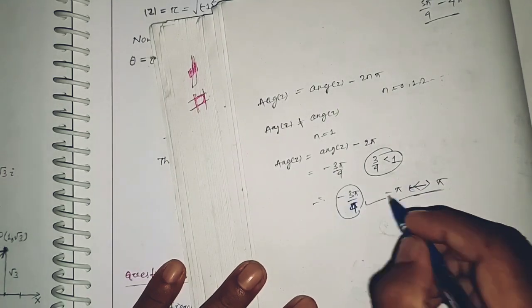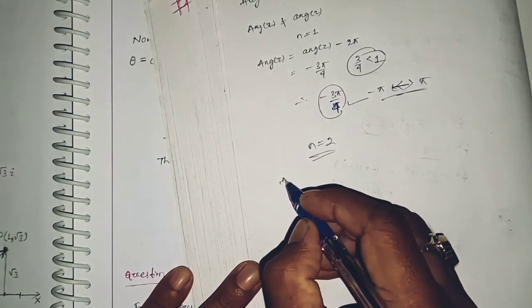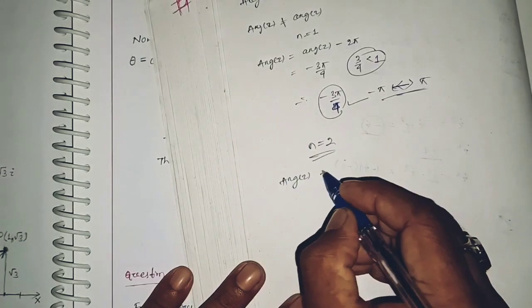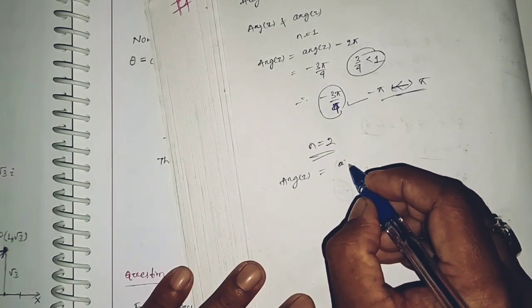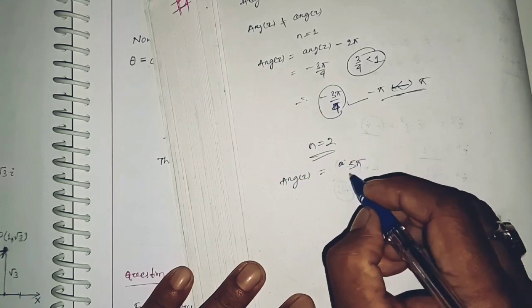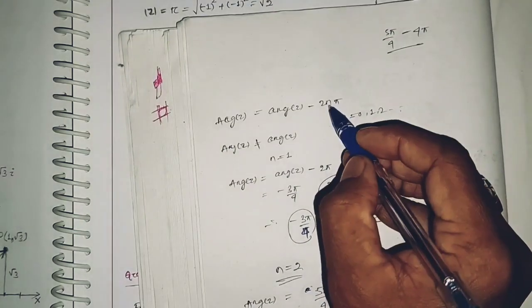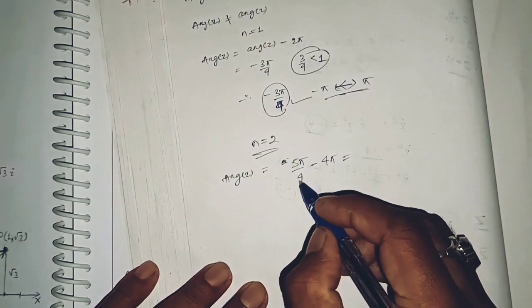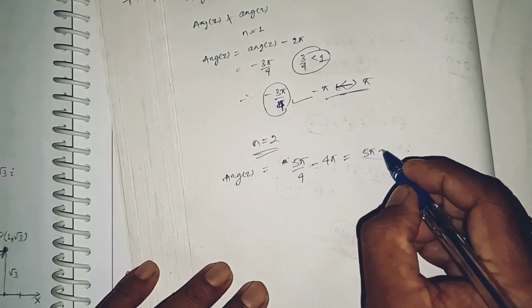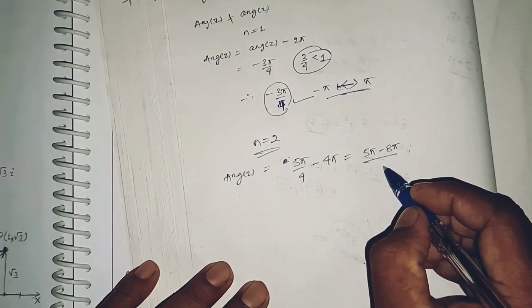So this will be acceptable. Now we are going to consider n equal to 2. Then the principal argument of z will be equal to the argument of z, that is 5 pi by 4, minus, if we put 2 over here, this will be 4 pi, right? 4 pi. Then what will the value be? The value will be 5 pi minus 8 pi by 4.